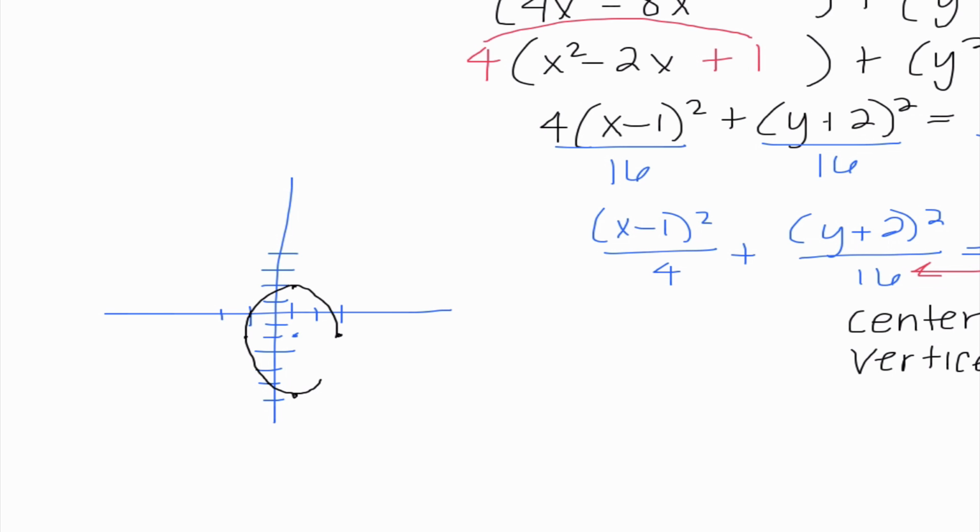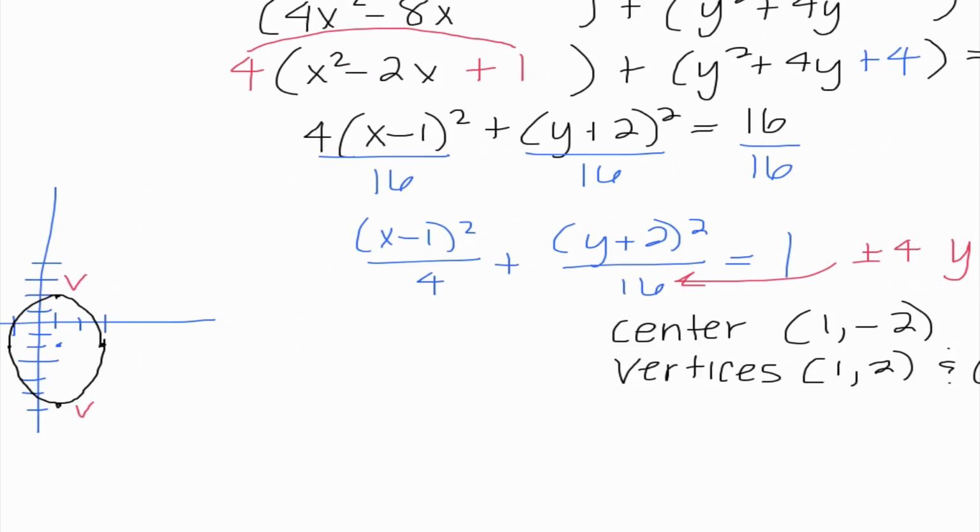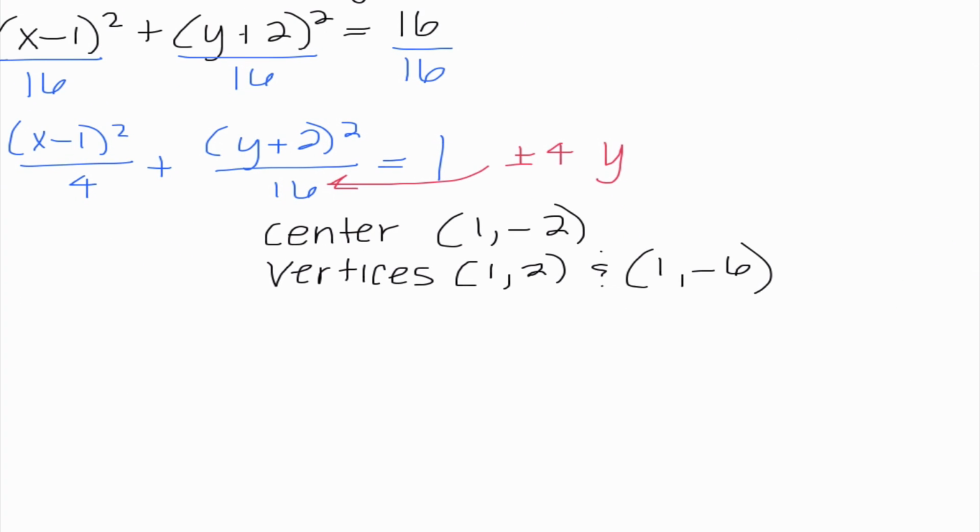So if you want to do a quick sketch like that, that's great. And then we can actually see what the vertices are. And it looks like they are at 1, 2, and 1, negative 6, which is exactly what we wrote. Okay, so whatever is easiest for you guys, please go ahead and do that.